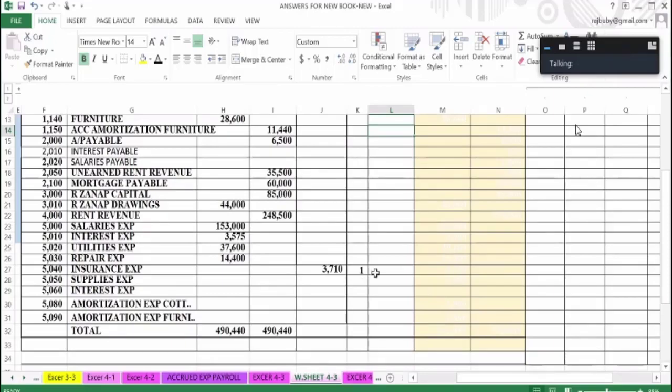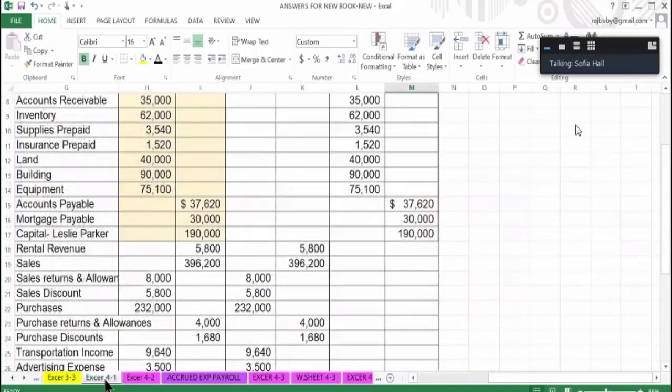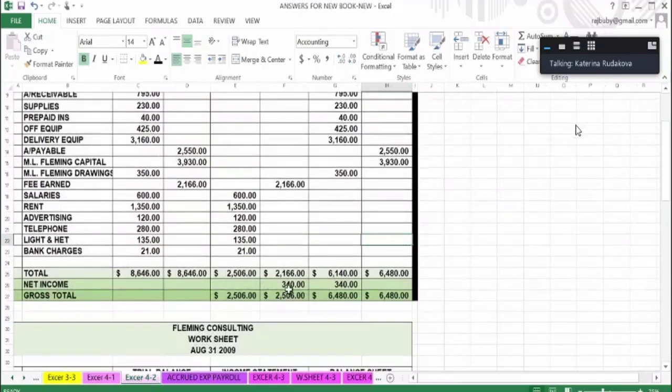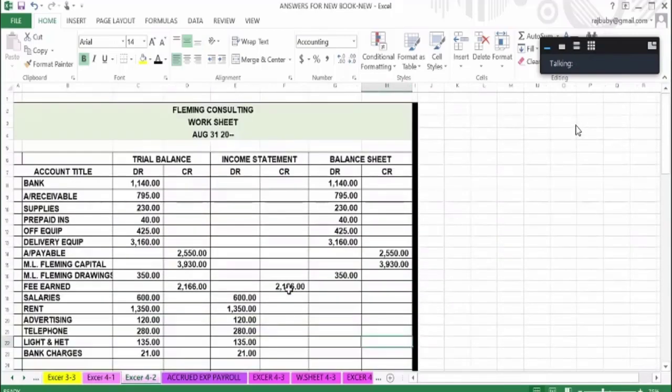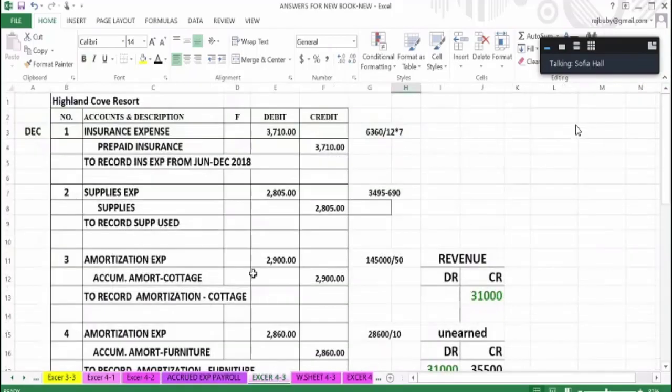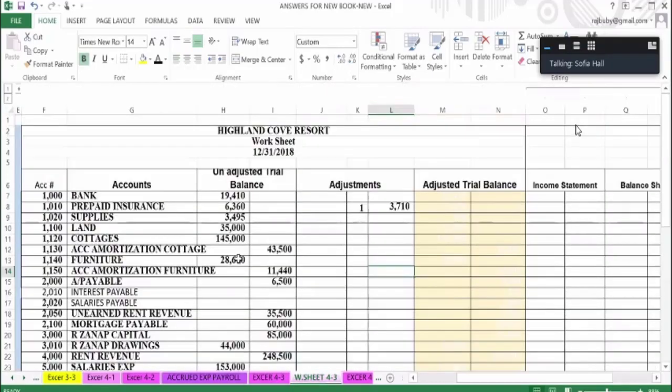Supplies expense. Next one is credit supplies and the transaction number 2. And debit supplies expense. Yeah, and supplies, that one is number 2. And supplies expense.